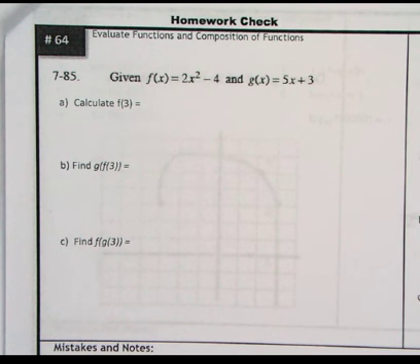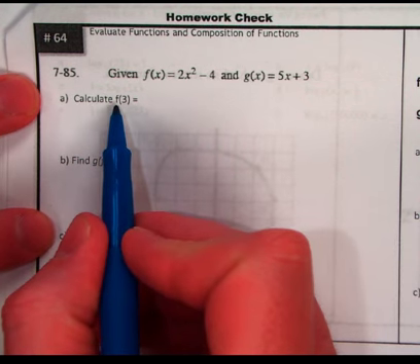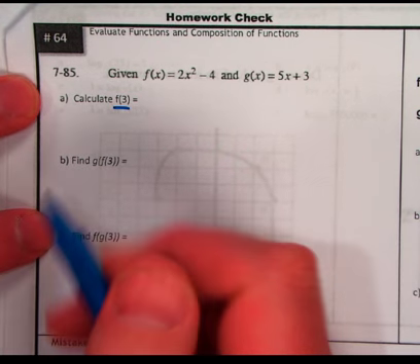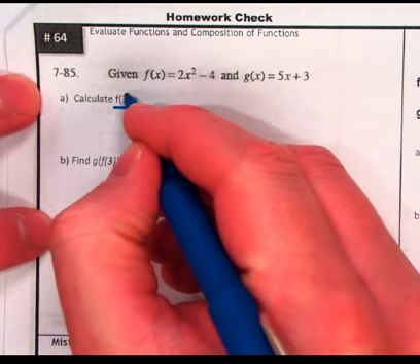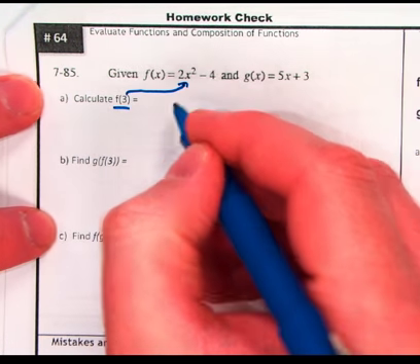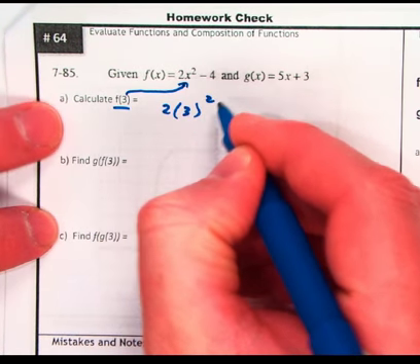Alright, let's take a look at target 64, which is evaluating functions and composition of functions. So we're going to be plugging functions into other things. Now this problem starts out with doing f of 3, which is something we've been doing for a while. So we just take the 3 and we plug it into the f function where x is located. So we're going to do 2 times 3 squared minus 4.